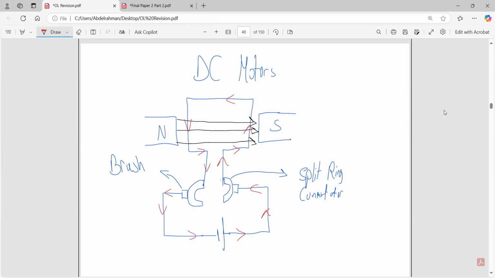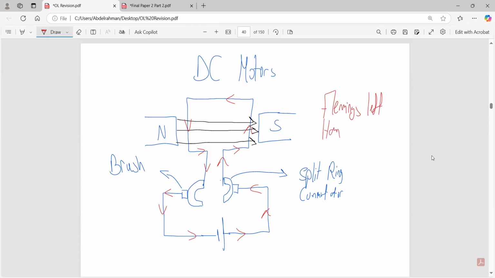Moving back to the battery. You have a battery and you have a magnet. You have a coil, a current carrying coil. So we can call it a current carrying coil or a current carrying wire. Can I find the direction of rotation? Yes, I can find the direction of rotation using Fleming's left hand rule.